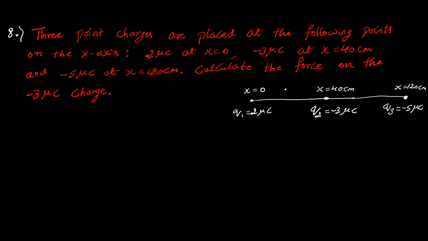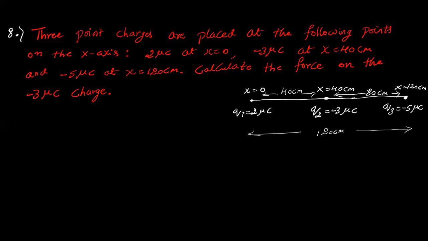Got it? Here the distance between Q1 and Q2 is 40 centimeter, but the distance between the first charge and the last charge is 120 centimeter. Then what is the distance between Q2 and Q3? It is 120 minus 40, so it becomes 80 centimeter, right? First, we have to convert the sentence into a picture. Then half of your problems get solved.